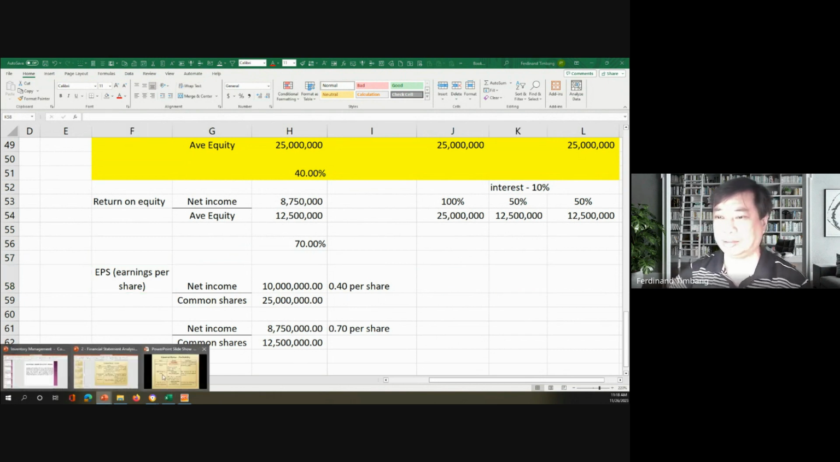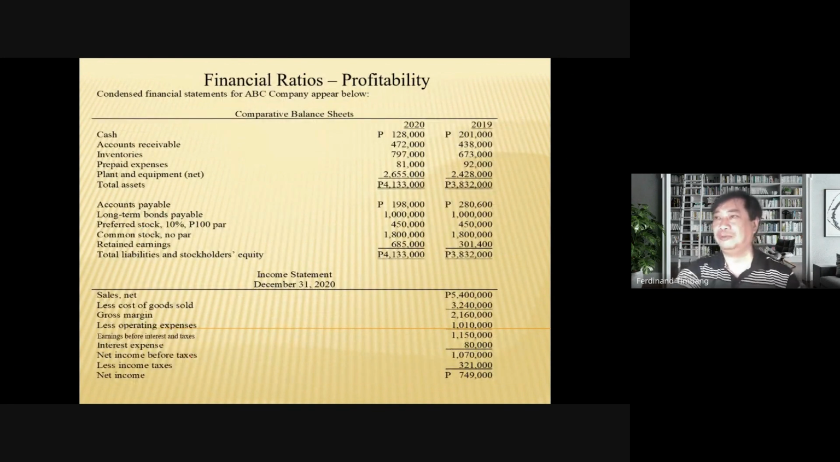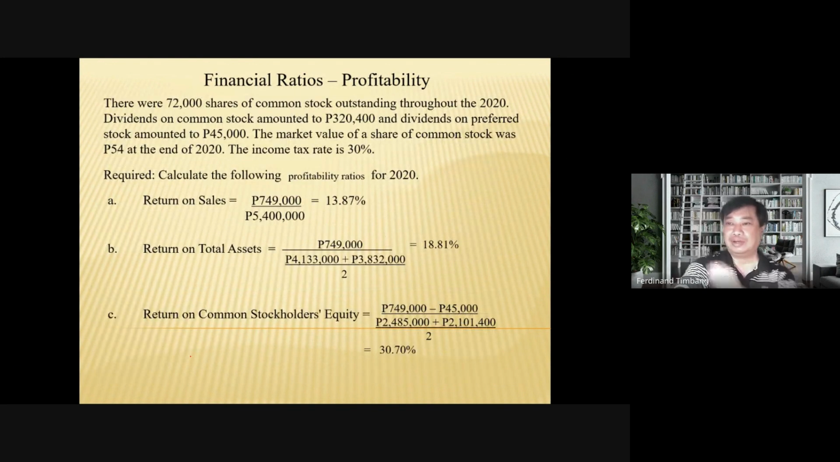Okay, so next tayo. Ito lang na-discuss pa lang natin, ano? Ang return on average current assets, so ngayon, pabayanan natin yan, no? At sagutan natin itong mga return on sales, total assets, at saka return on common stockholders equity.